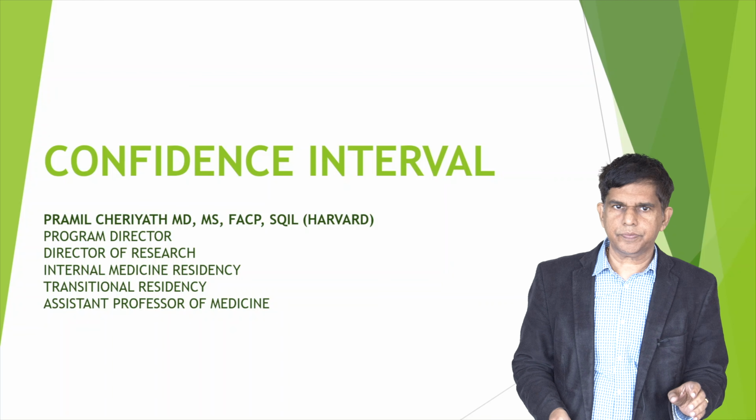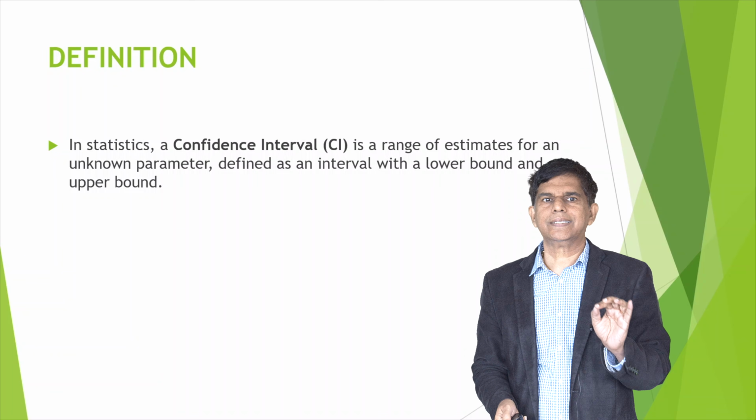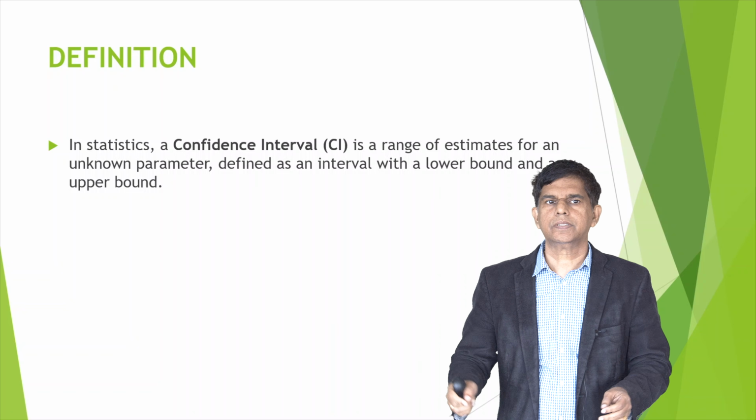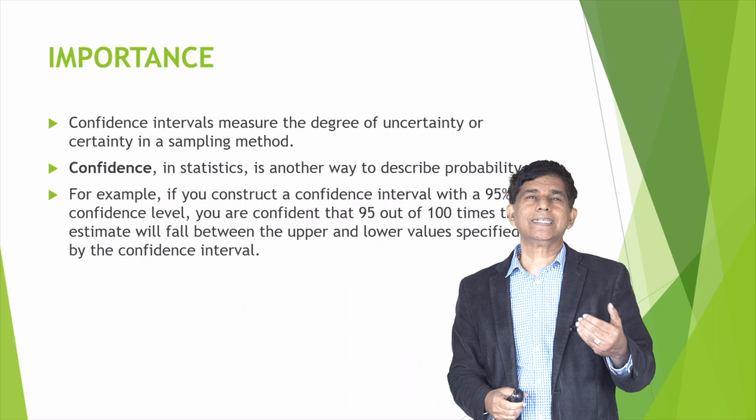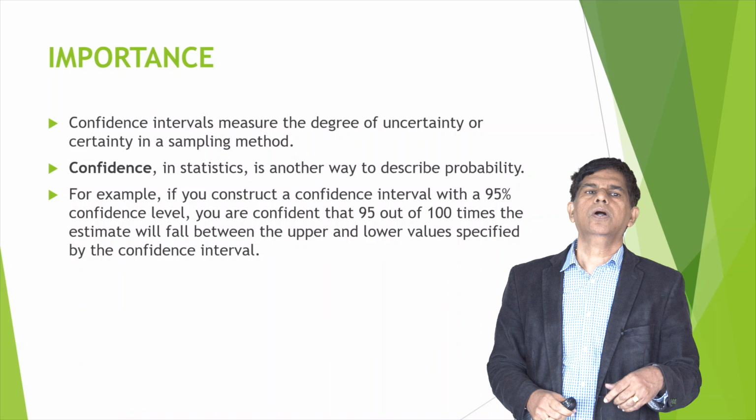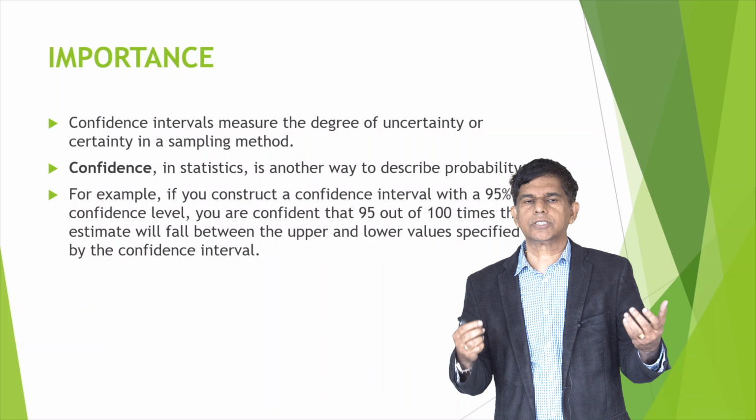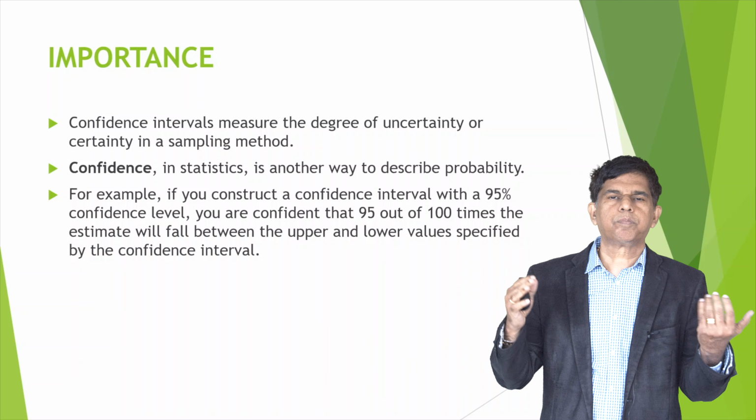When you talk about confidence interval, it's a range of estimate for an unknown parameter, defined as an interval with a lower bound and an upper bound. It measures the degree of uncertainty or certainty in a sampling method. Confidence in statistics is another way you can describe the probability.